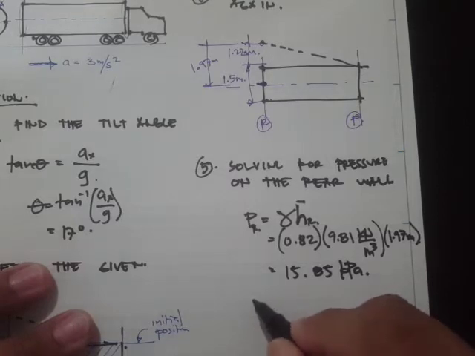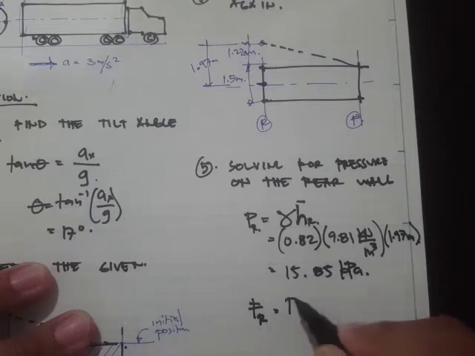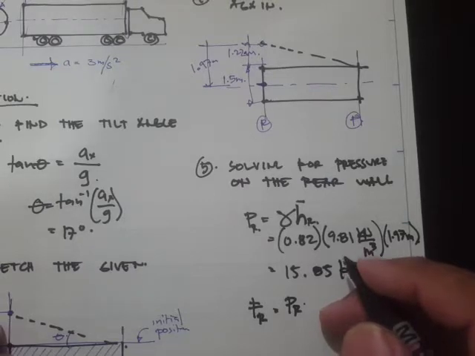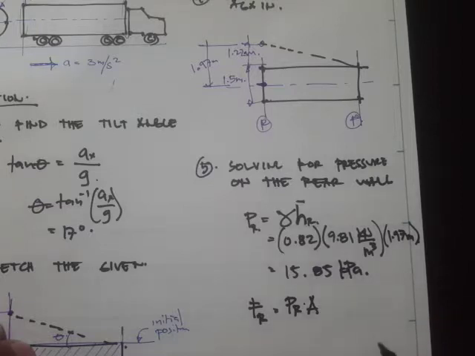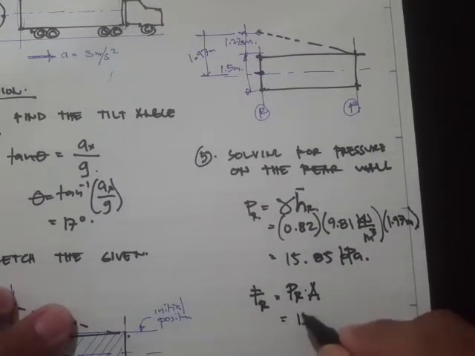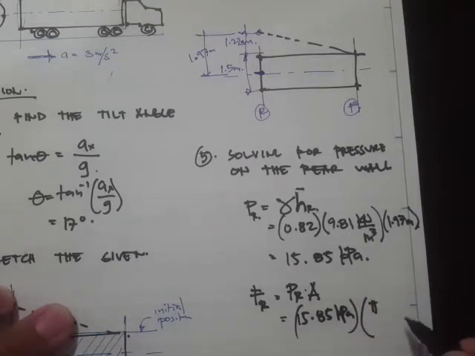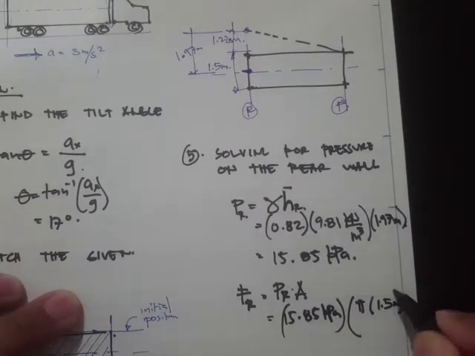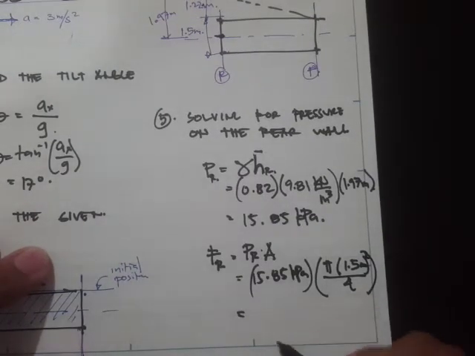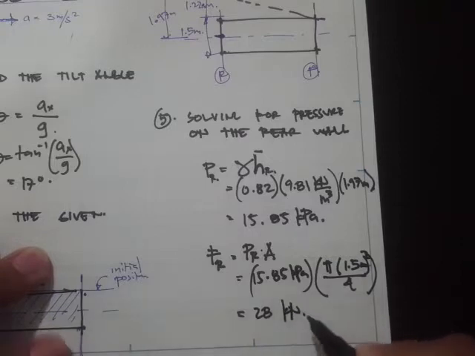Okay, now since you have already obtained the pressure, then you can solve for the forces. Okay, so force is just simply pressure times the area. So force on the rear wall is just simply the pressure at the rear wall times the area of the rear wall, which is just pi d squared all over 4. So 15.85 kPa times pi d squared, the diameter is 1.5 meters squared all over 4, and that's 28 kilonewton.